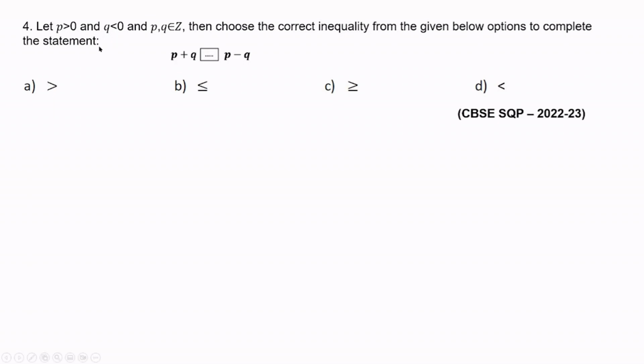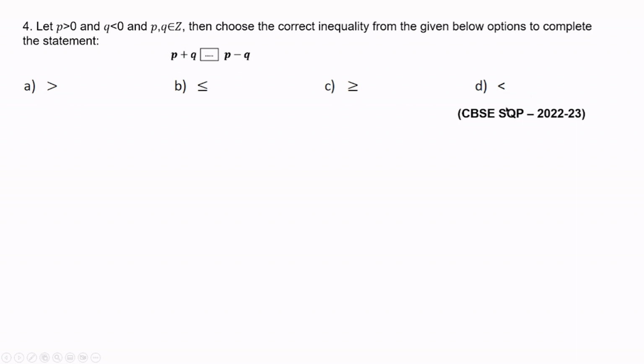Next question, let p greater than 0 and q less than 0 and p, q belong to Z, that is, p and q are integers. Then choose the correct inequality from the given options to complete the statement. It is given p plus q dash p minus q.